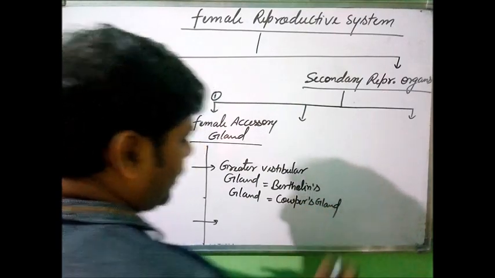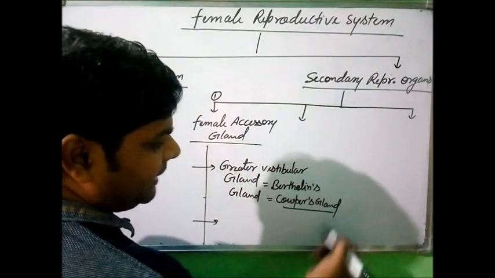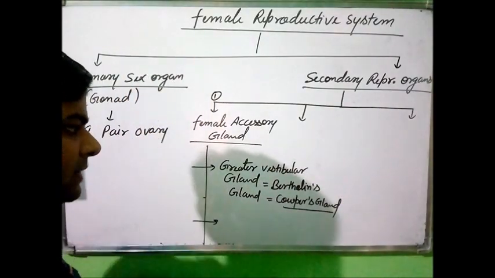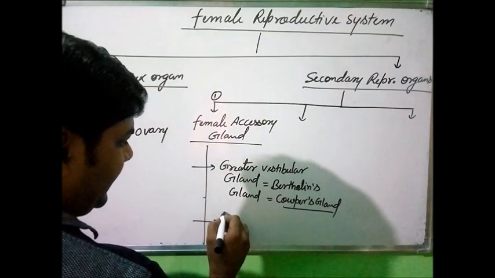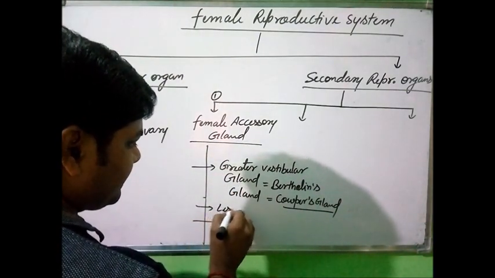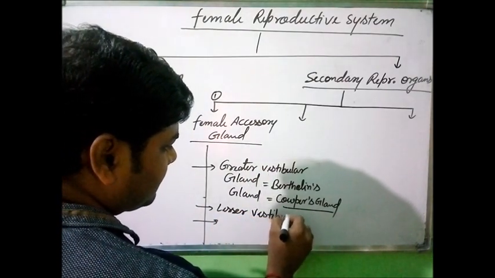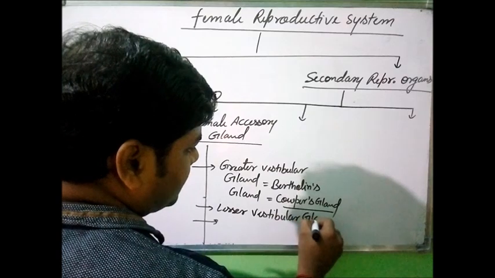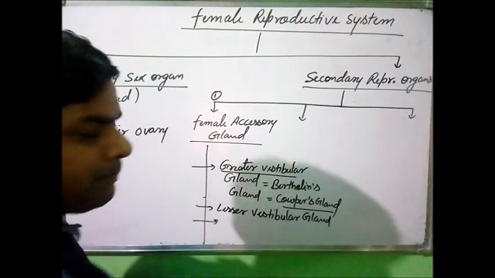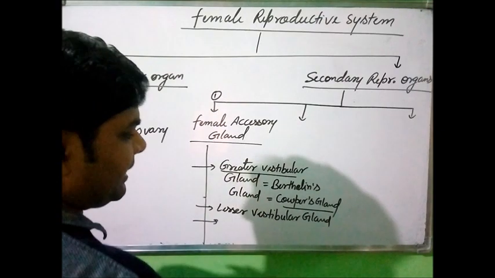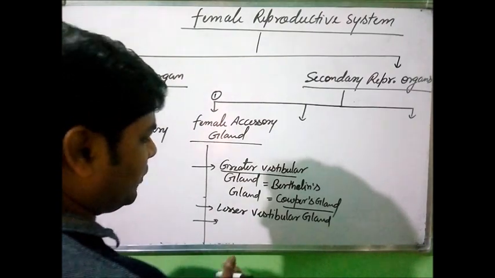Okay, so the greater vestibular gland is homologous to copper gland of male reproductive system. So these are homologous structure. Now another one is lesser vestibular gland. Since this is little bit bigger in size, that is why it is called as greater, and this is little bit smaller in size, that is why it is called as lesser vestibular gland.